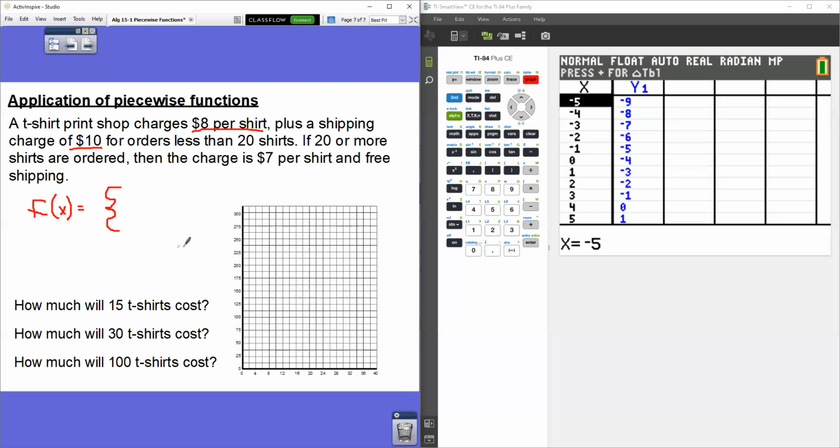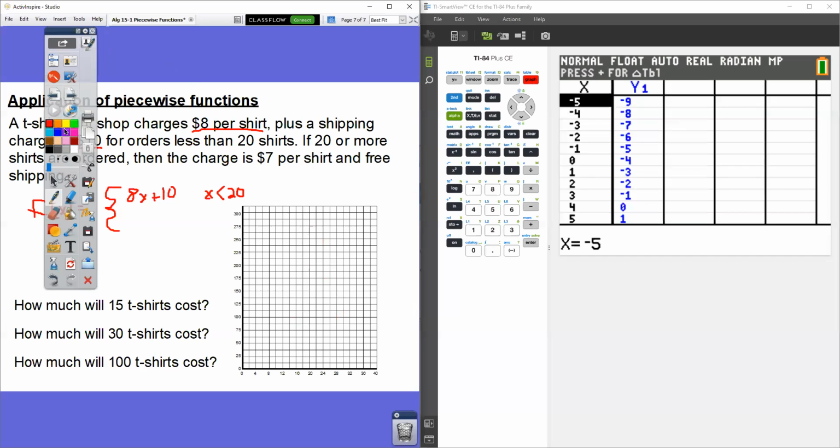This is a parts and pieces, a piecewise function. So $8 per shirt, $8 times the number of shirts plus the $10 for shipping. So 8x plus 10. When is that valid? That is valid when there's orders of less than 20 shirts. So over here, I'm going to put x is less than 20.